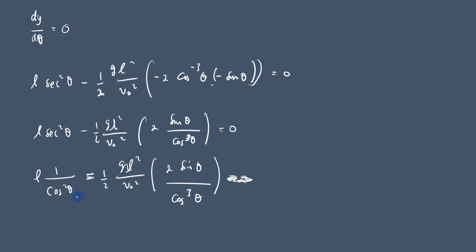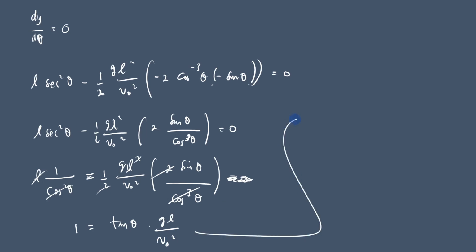Okay, we can simplify this cos and sin: sin divided by cos is equal to tan. Okay, and L is equal to 1. This is equal again, and 1 is tan θ times g L divided by V0², of course, and we can get tan θ equals V0² divided by g L.